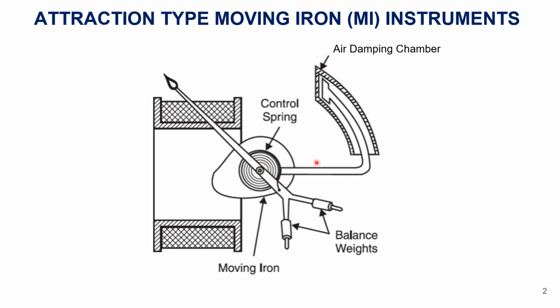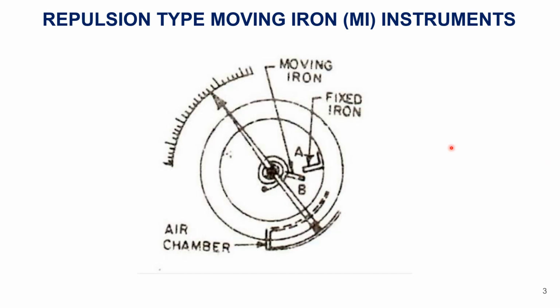Control torque. For control torque, both types are available. We can use either spring control or gravity control, but generally spring control is used here. Why are we not using gravity control? There are some drawbacks: we should keep the instrument always in a vertical position, and this will increase the weight of the instrument. So we better use the spring control method of control torque. This is the attraction type. Next we will see the repulsion type moving iron instrument.